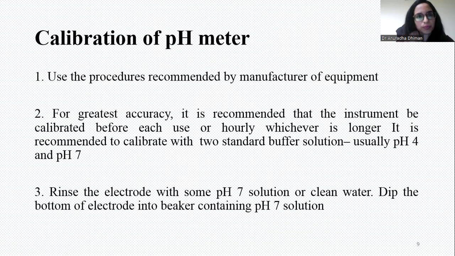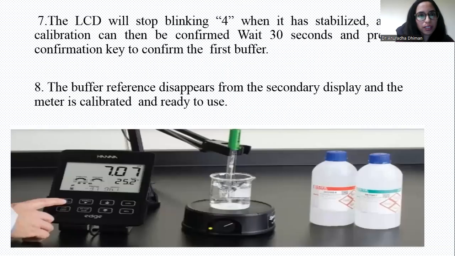Fine. Next is the calibration of the pH meter. Before that, please see, this is a pH meter. Fine. This is a digital pH meter. Okay, this is a pH meter, and this is its scale. This is a pH knob. We need to calibrate the pH meter properly.